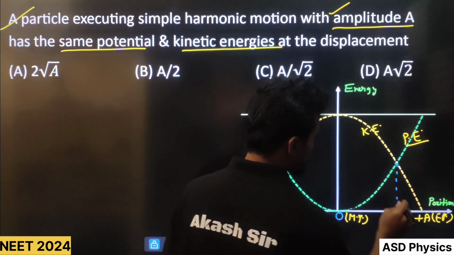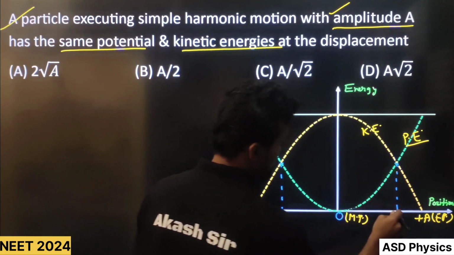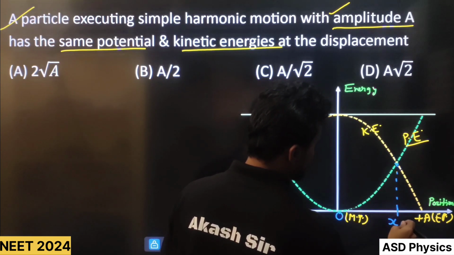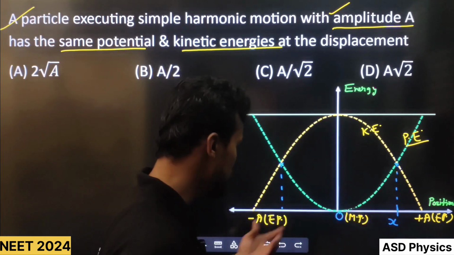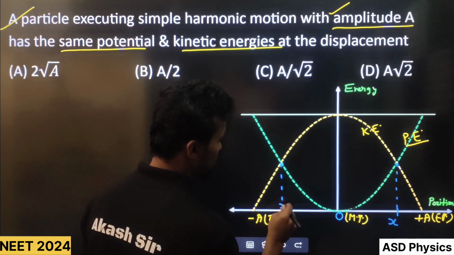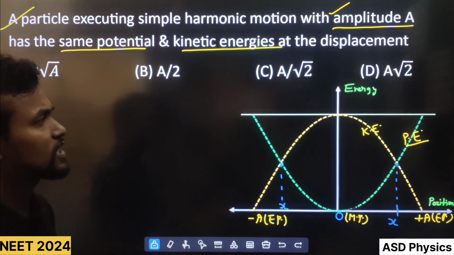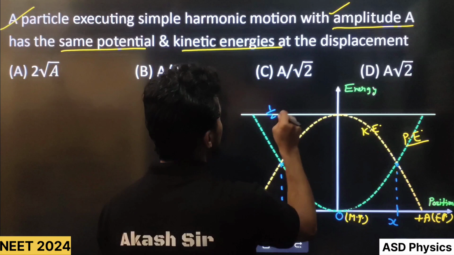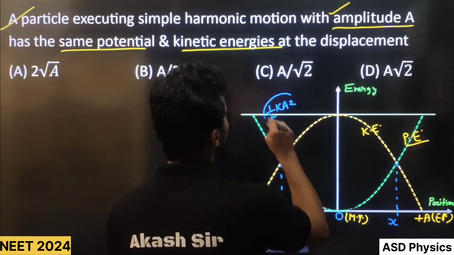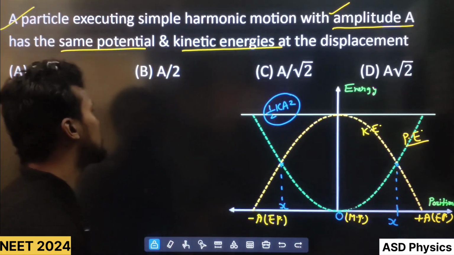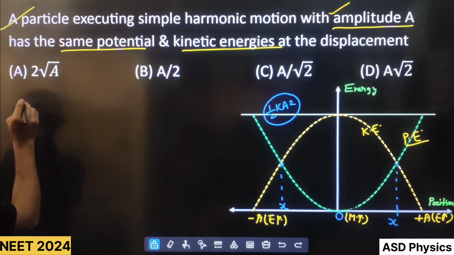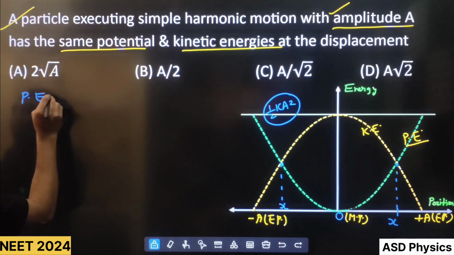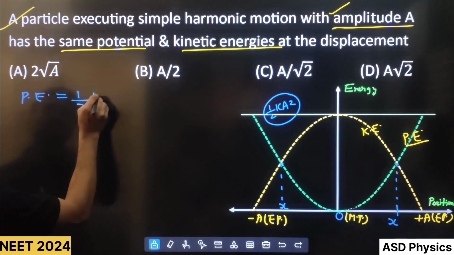So in the question, this is what they are asking. Let's take this as x. On this side x will come positive, and on the other side x will come negative. This is the concept here. And this straight line is the total energy, which is given by half K A square.